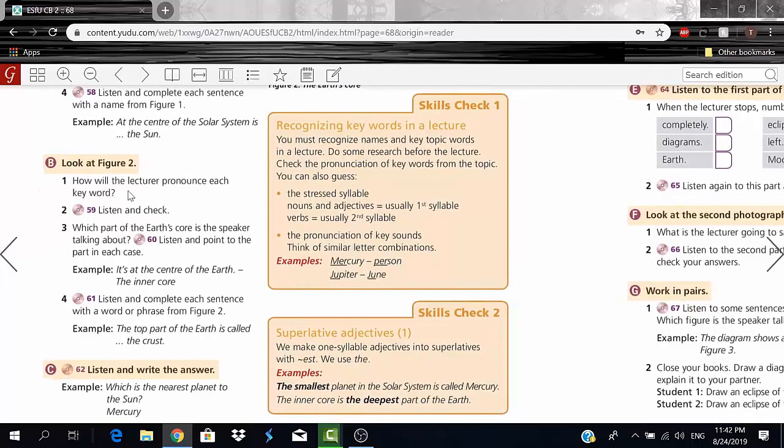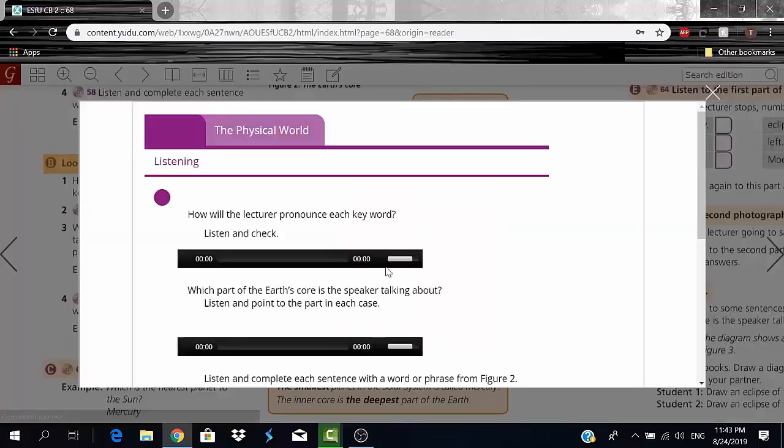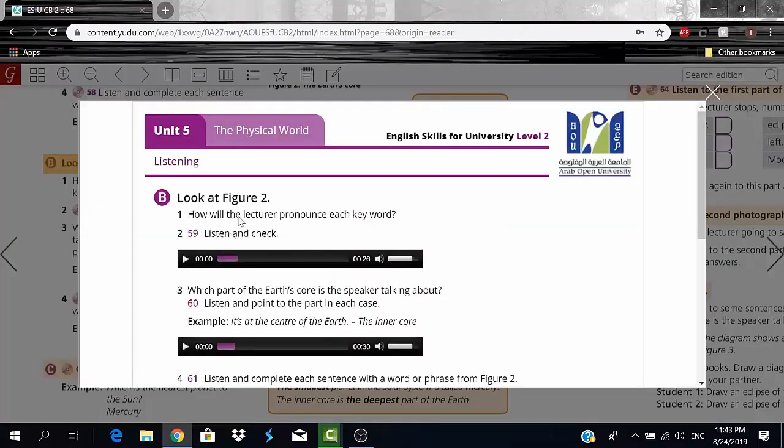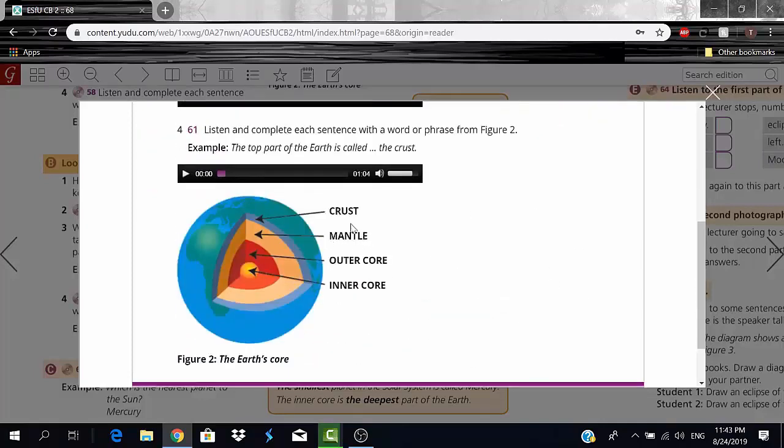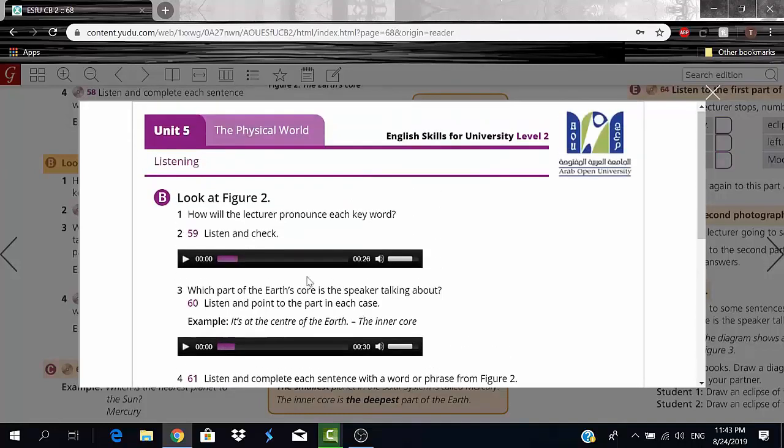So now let's go to exercise B. Look at figure 2. Let me actually open this so you guys can get a better view. Here we have, how will the lecturer pronounce each keyword? So each keyword here refers to this diagram right here. So figure 2, the Earth's core, right? So we have crust, mantle, outer core, and inner core, right? Now let's have a listen at how the lecturer is going to pronounce each keyword.